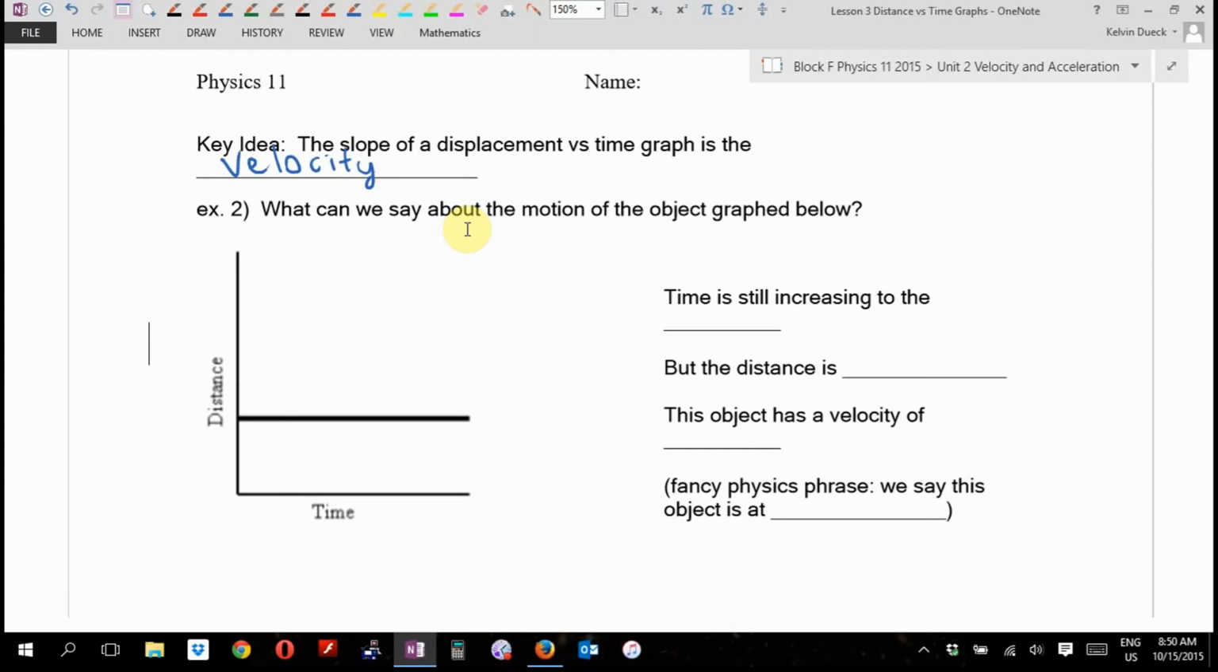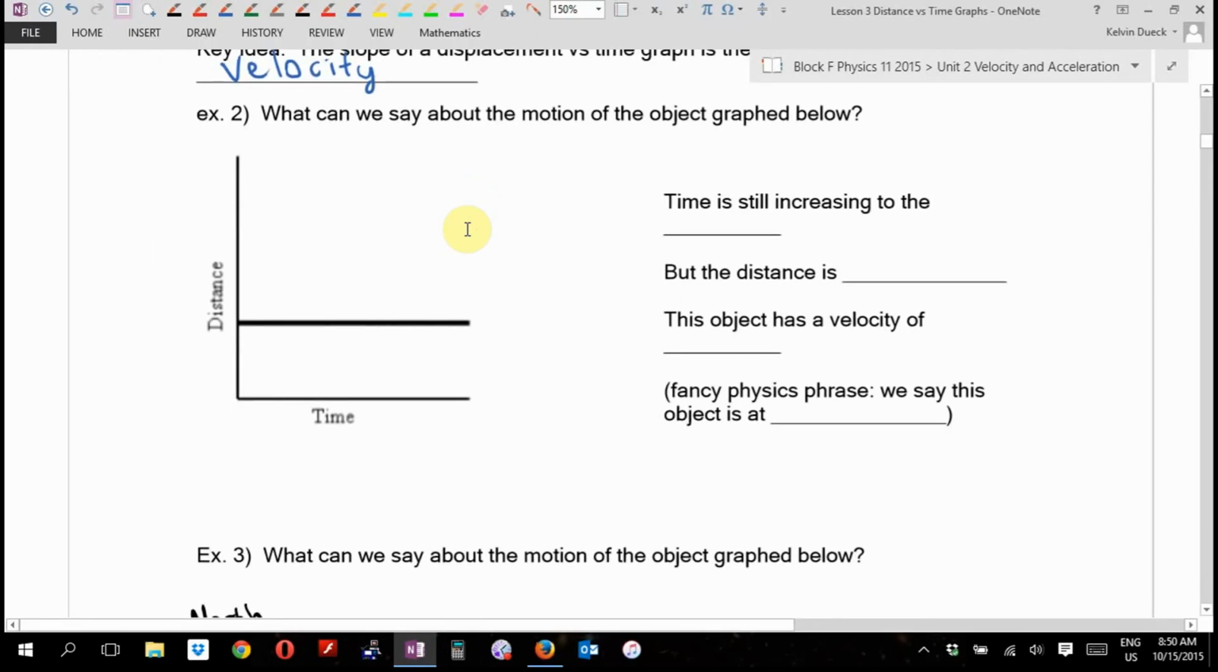Is that okay? What can you say about the motion of this object here? Well, first of all, time is still increasing to the right. Oh, you know what? I should have been even more basic. What kind of a graph is this? Distance versus time. Okay. Time is still increasing, but what can you tell me about the distance in this graph? Constant. It's not getting bigger or smaller. The distance is staying the same. Maybe it's 5 meters. I don't know.